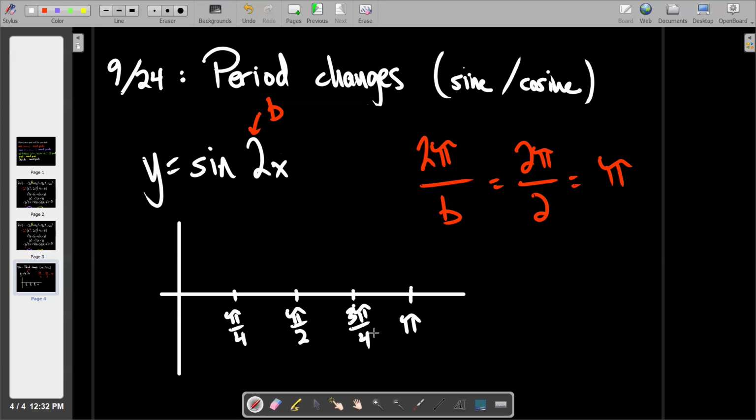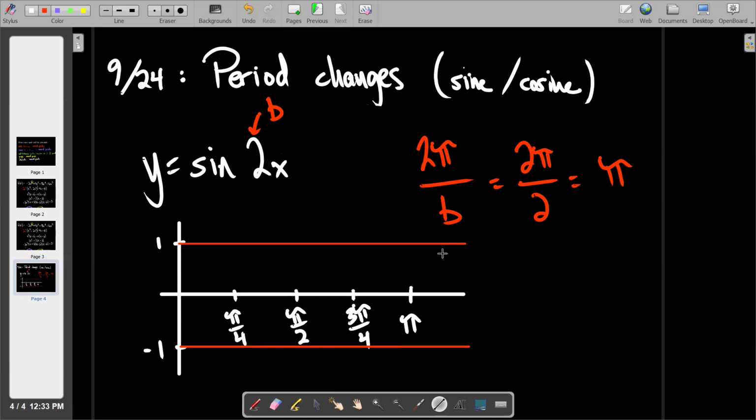And so what we have now is we have a full cycle that takes place between 0 and pi, as opposed to 0 and 2 pi. So I'm going to make a mark up here at 1. I'm going to make another mark down here at -1. And just out of habit, I'll draw in my, oops, I should have used my line tool for that. I apologize. I'll draw in my lower capper and my upper capper. And now we're going to repeat.